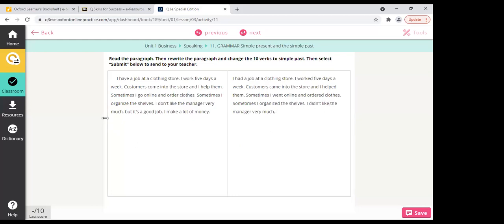Okay, the next bit. Go ahead, Muthanna. But it's a good job. Does it stay the same? It was a good job. Okay, but it was a good job. So is changed to was.